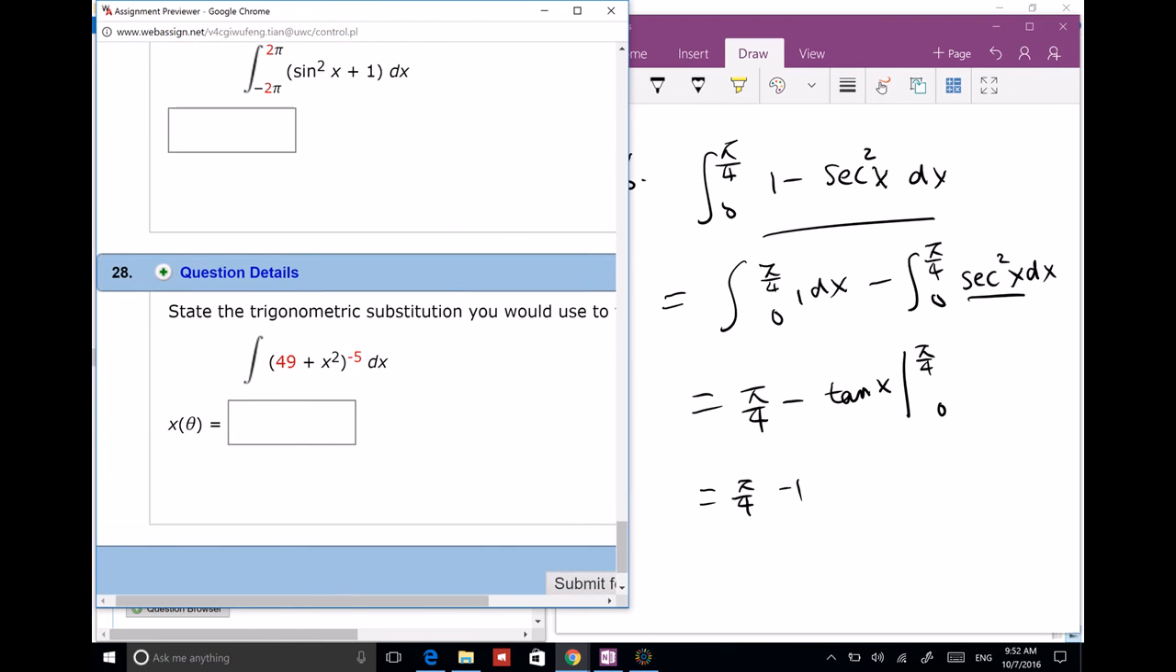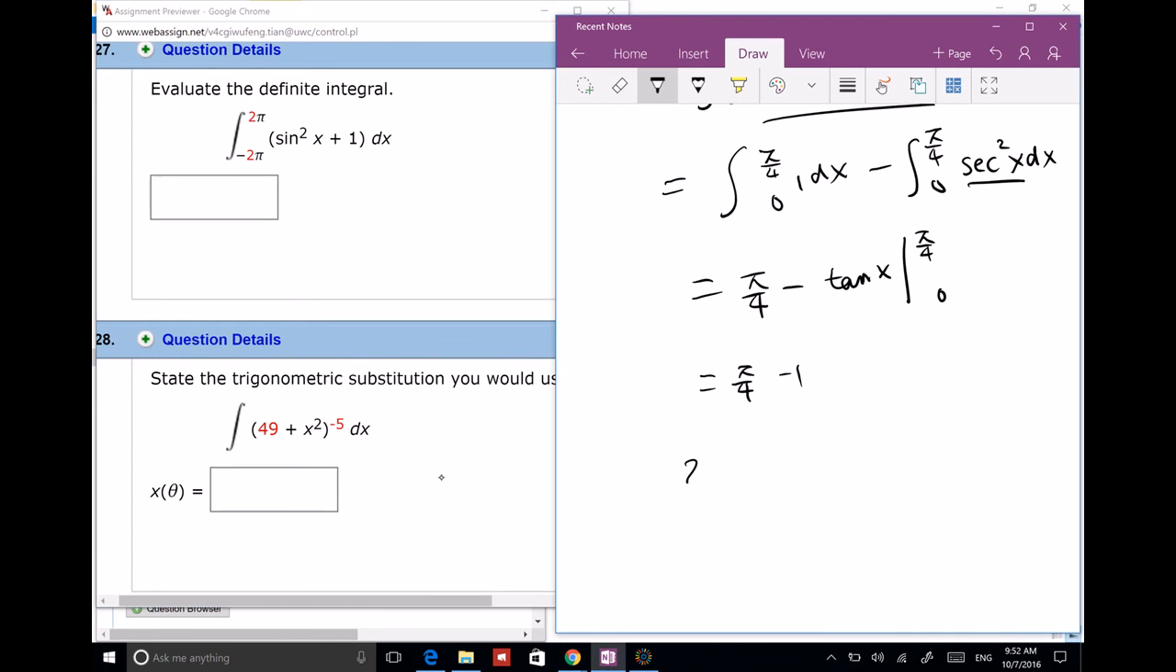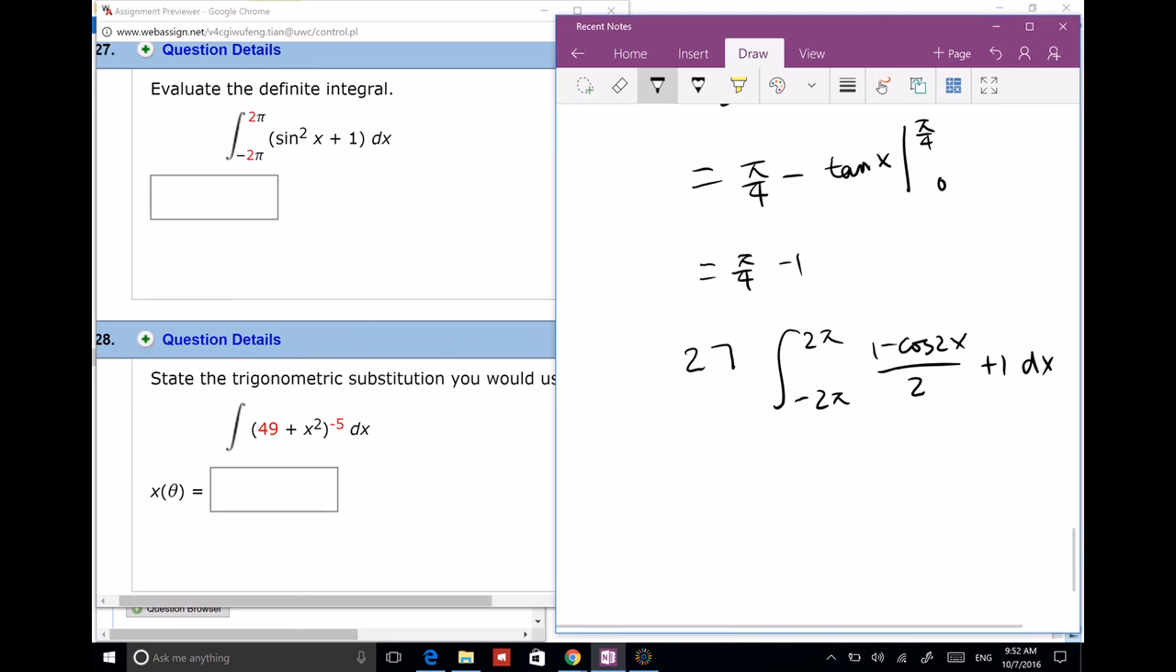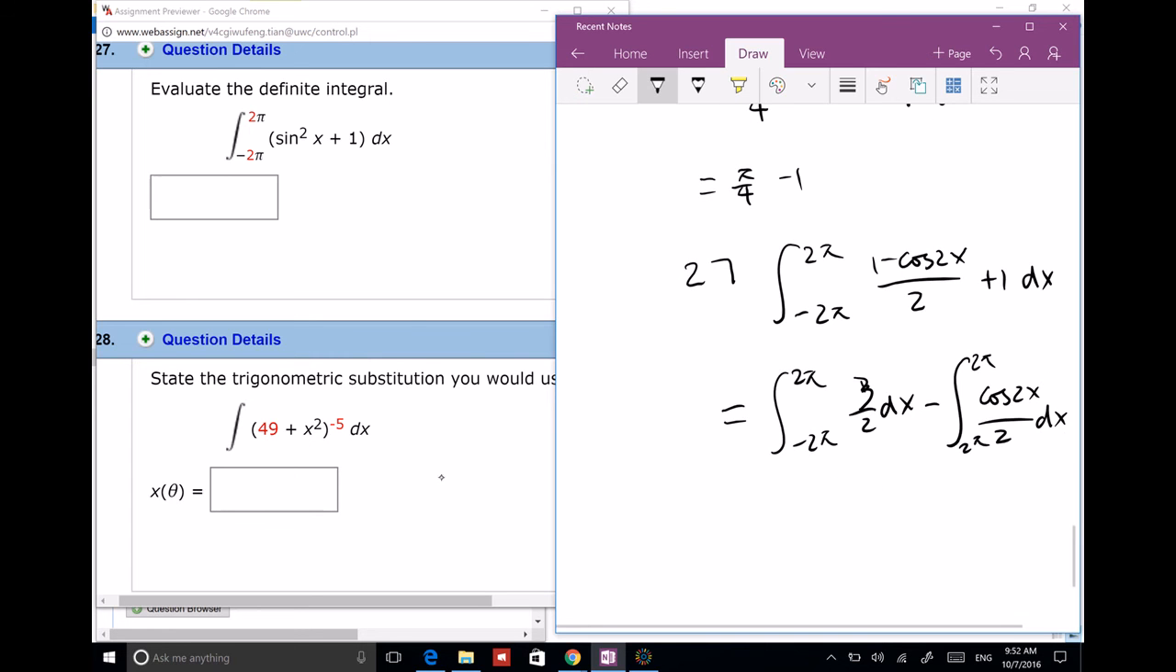Number 28, it probably just asks you what do you substitute, right? So 27, you use the power reduction formula, negative 2 pi to positive 2 pi, and the sine squared x is 1 minus cosine 2x plus 1, dx. Then 1 half plus 1 is 3 halves dx, and you can change the plus into minus because you have minus there. Minus half of cosine 2x from negative 2 pi to 2 pi dx. The half you can take in front, and it is just a simple cosine 2x now.